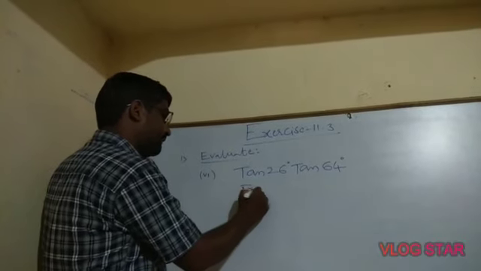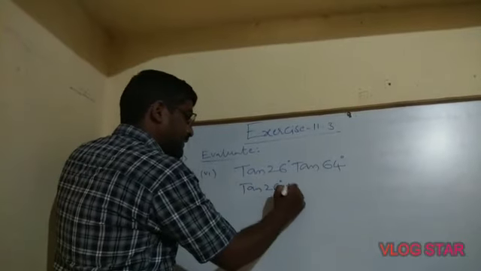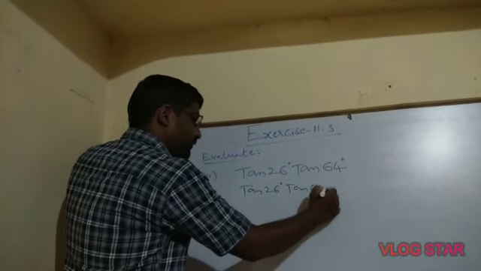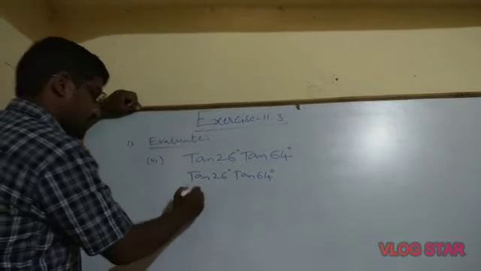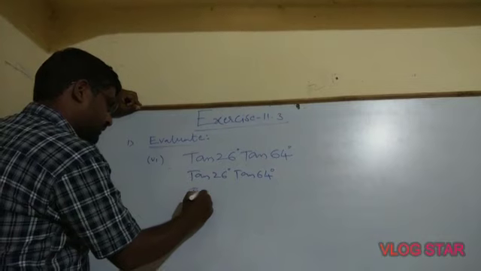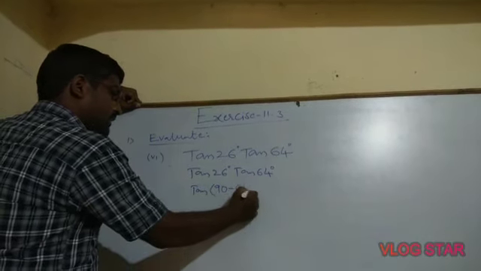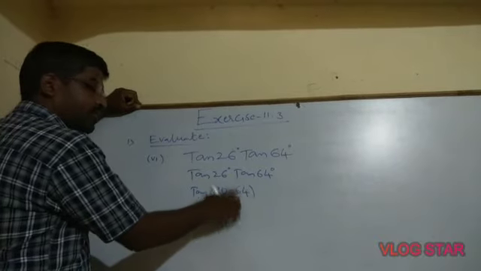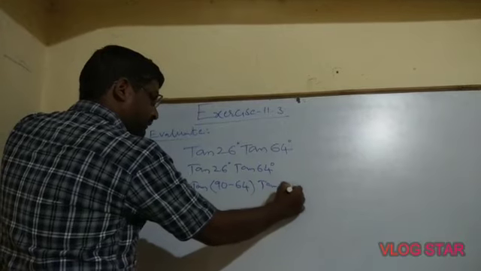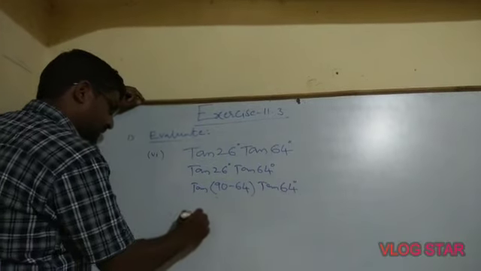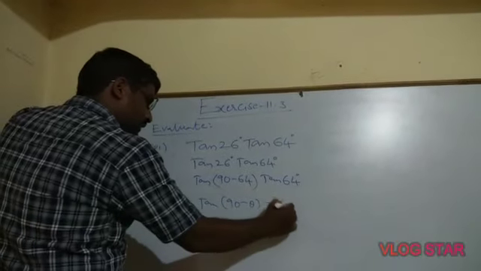So tan 26 degrees and next tan 64 degrees. Just change any one of the angles. You can change tan 26 to tan of 90 minus 64, because 90 minus 64 is equal to 26 only. Next, tan 64. And we know that tan of 90 minus theta is equal to cot theta, the relation between cot and tan.